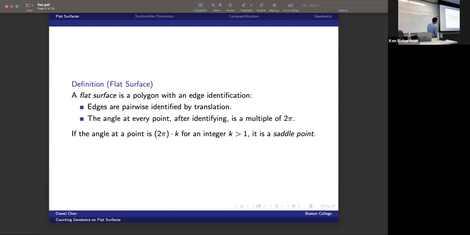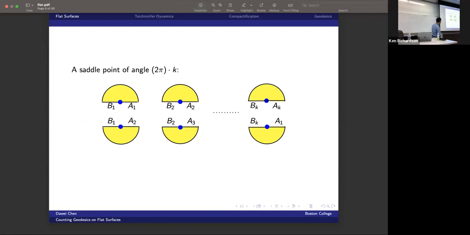And if the angle at the point is just 2 pi, then it looks locally flat, just like part of the Euclidean plane. However, if this angle is a higher multiple of 2 pi, like 4 pi, 6 pi, and so on, then we call it a saddle point or cone point. You can think of the saddle points or cone points as singularities of the flat metric. And here's an example of a neighborhood of a saddle point whose angle is given by 2 pi times k. The saddle point is labeled by this blue dot.